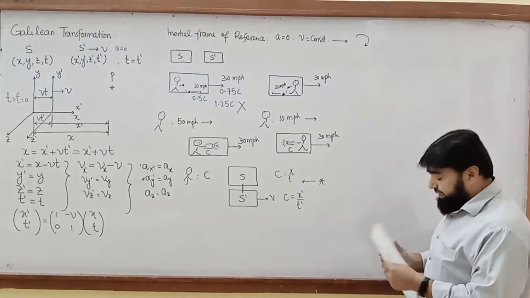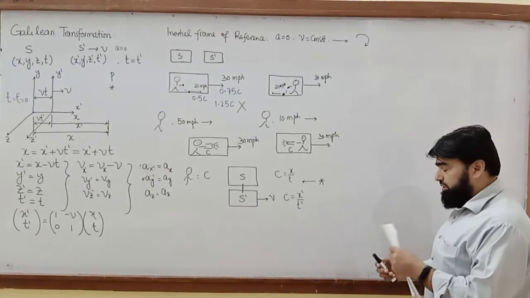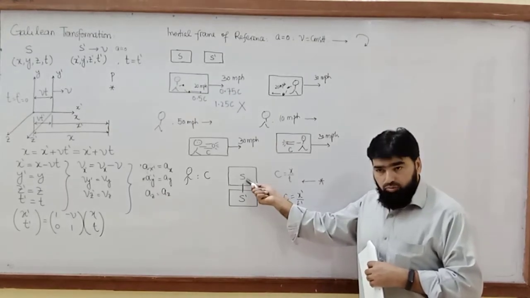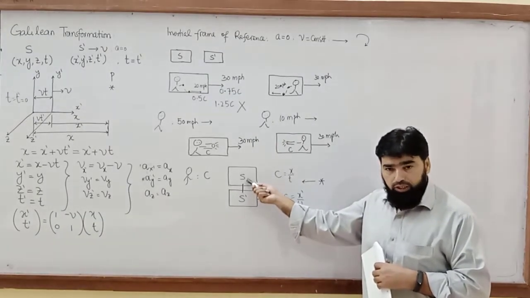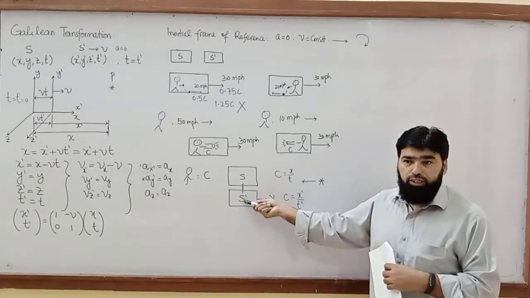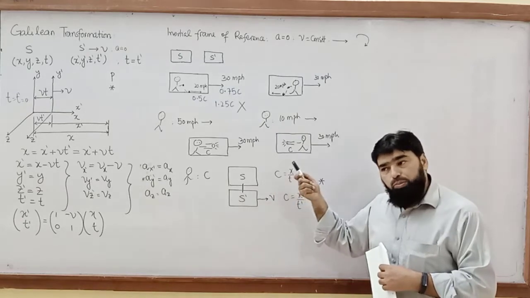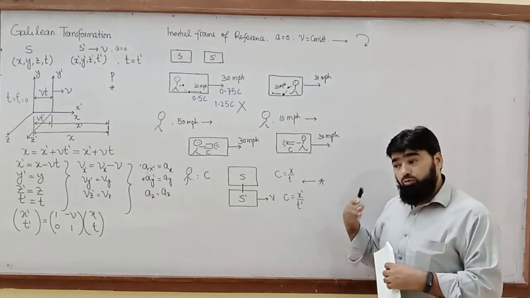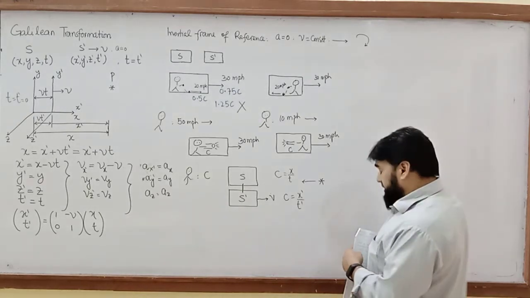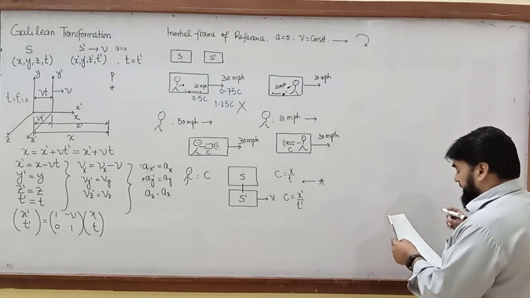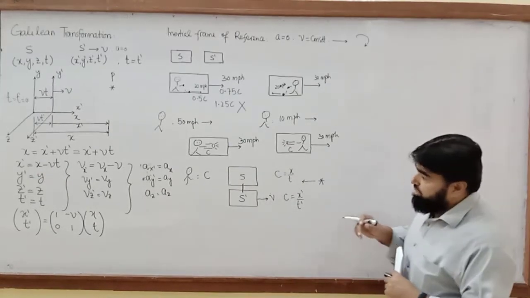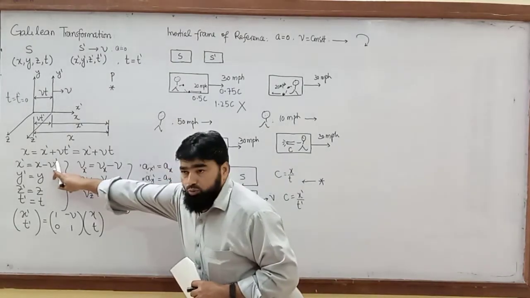So here, let's say that S prime is blaming S for x and t, for space and time, while S is blaming S prime for space and time measurement. Both blame each other, but how much one is right and the other is wrong, we don't know. But let's say that both are wrong, and as we have written, that x prime is equal to x minus vt.